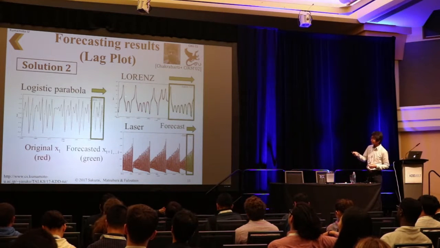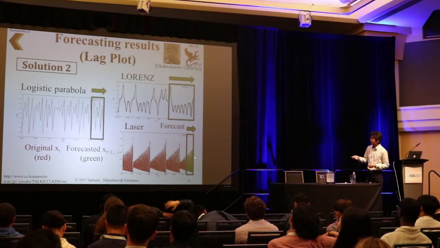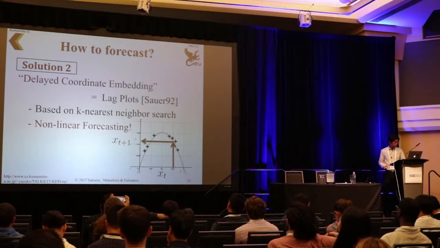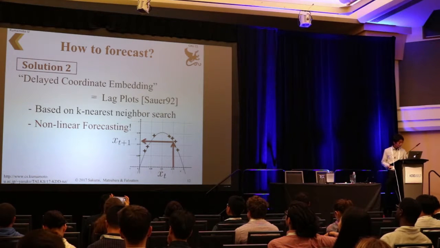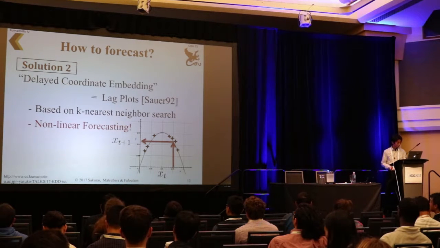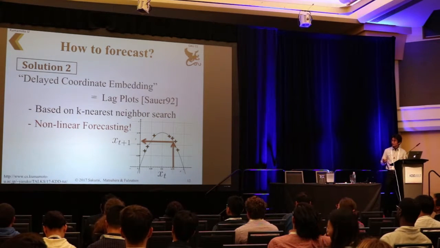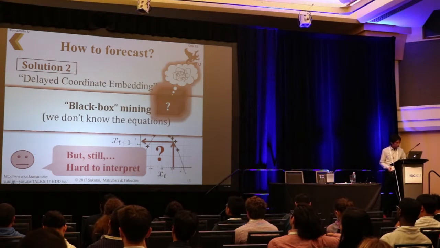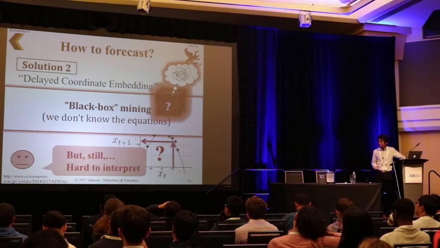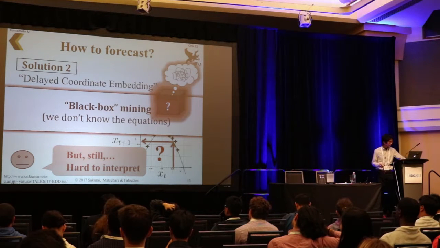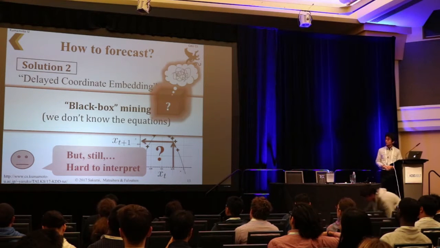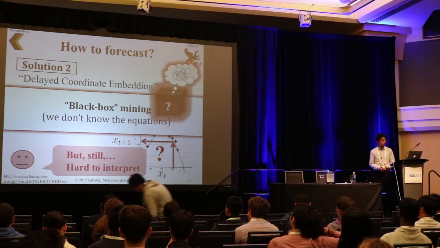And for Lorenz, it works well. And for laser, it also works well. This is nonlinear forecasting. It doesn't make the linear assumptions. It can work, but sometimes it is hard to interpret. That's why we need another solution.